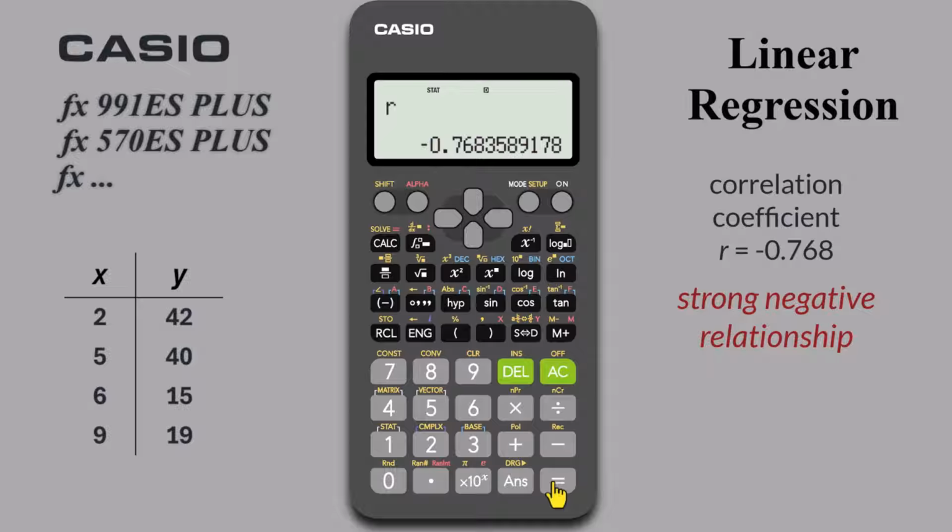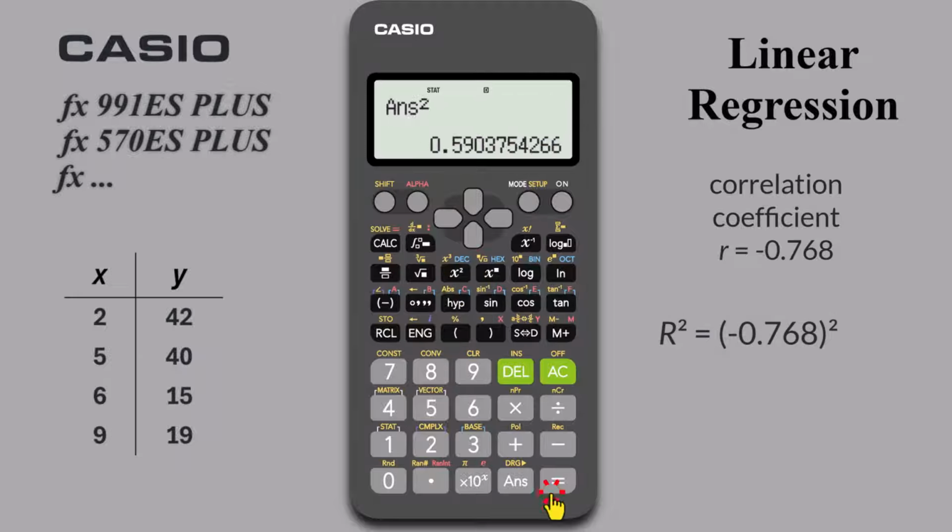To obtain the coefficient of determination R squared, we simply square the value of R by pressing the x squared button, then equals. This gives about 0.59, meaning roughly 59% of the variation in y is explained by x.